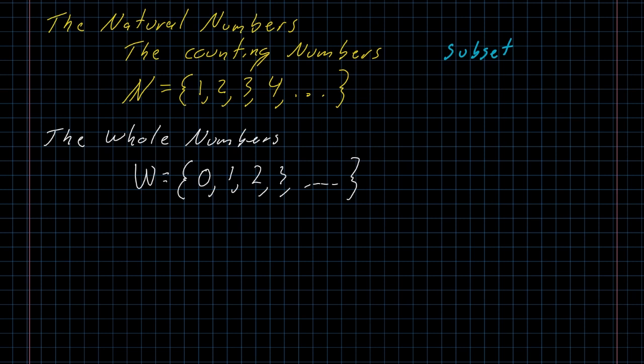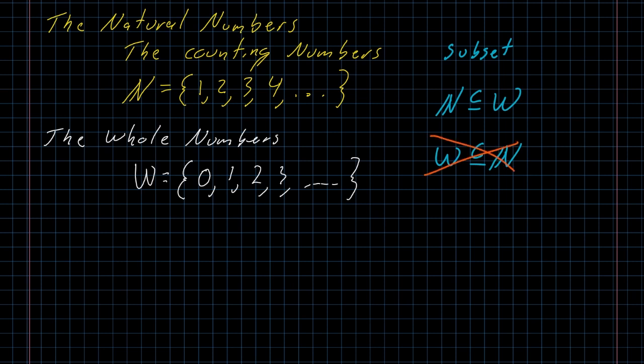A subset is a set where every element of the first set is also an element of the second set, but they are not the same set. In this case, I want to point out that the natural numbers are a subset of the whole numbers. Every natural number is also a whole number. There happens to be one whole number that is not a natural number, specifically 0, so it would be wrong to say that the whole numbers are a subset of the natural numbers.